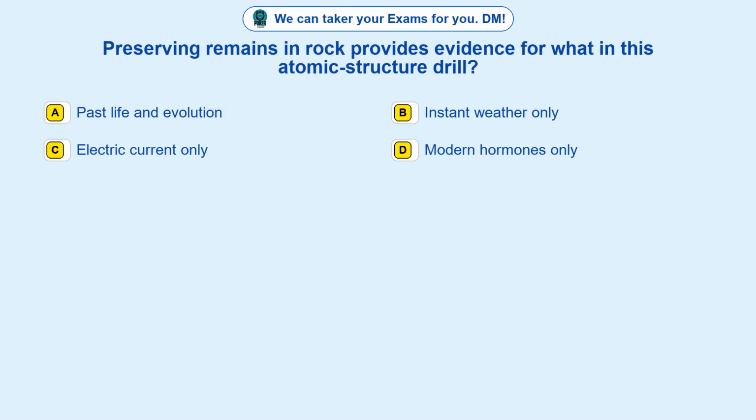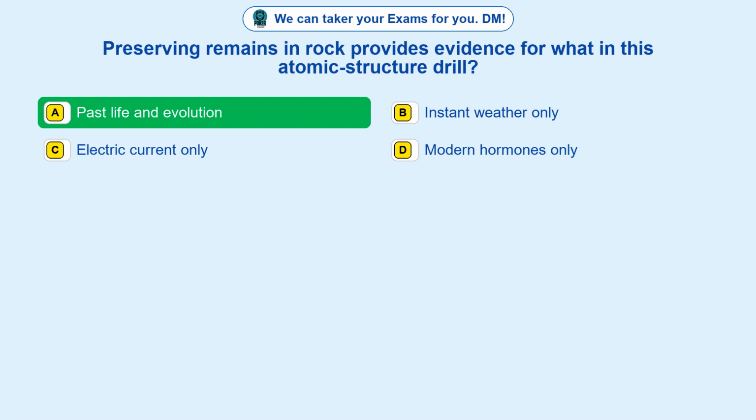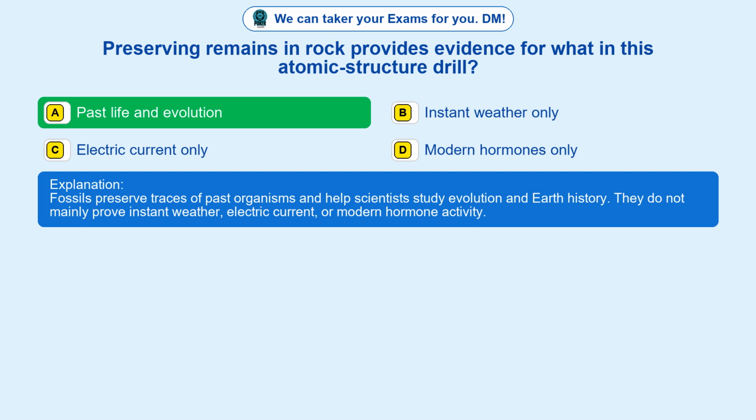Question 95. Preserving remains in rock provides evidence for what in this atomic structure drill? Option A, past life and evolution. Option B, instant weather only. Option C, electric current only. Option D, modern hormones only. The correct answer is option A. Past life and evolution. Fossils preserve traces of past organisms and help scientists study evolution and Earth history. They do not mainly prove instant weather, electric current, or modern hormone activity.